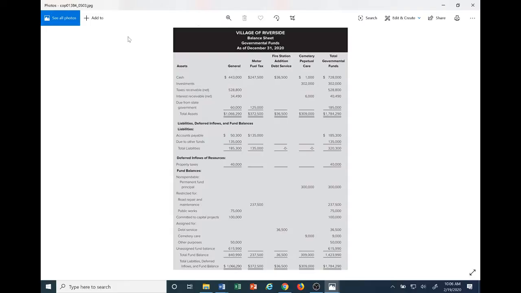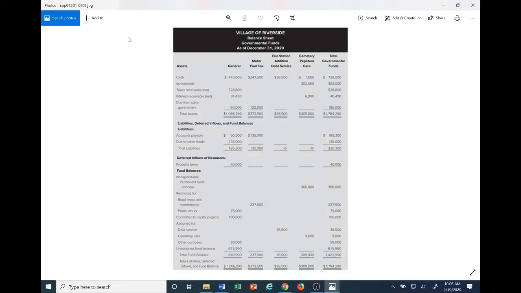At this point, then we'll get into the deferred inflows of resources. In this case, the deferred inflow of resources is going to be the property taxes accounted for in the general fund. It's deferred because we're expecting to get it after the 60 days after the year end, so it's going to be deferred. And if you remember, this is the $40,000 we actually moved from revenue to deferred revenue earlier in chapter 4.